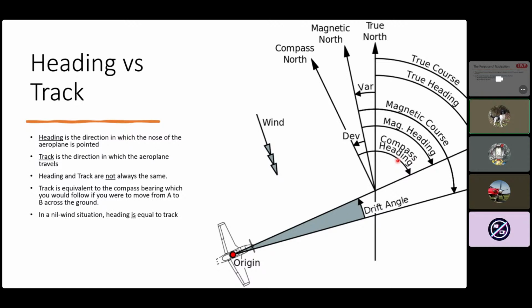In a nil wind situation, the heading would be equal to the track. But whenever you have any kind of wind, which in real life is pretty much always the case, especially at altitude, your heading will be different from your track. The difference between these two things is known as the drift angle. I'm just introducing the terms that I've underlined here. These are things that we'll start to use throughout the presentation, so that's why I'm trying to introduce and explain them early. Again, in real life, due to winds aloft, the heading and track are different.